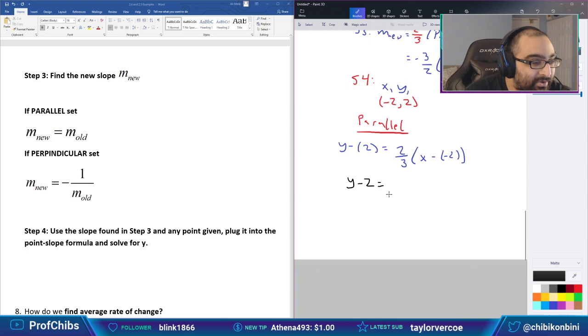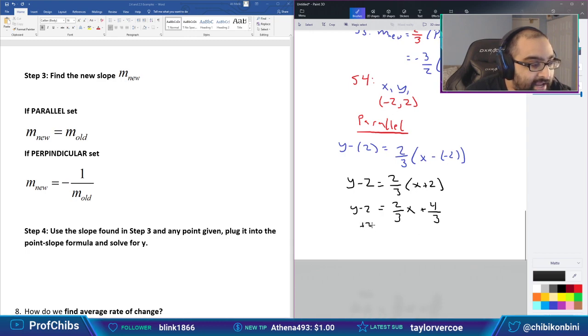All right, so here we got y minus 2 is equal to 2/3, and we have x minus negative 2. So we have x plus 2 here as a result. Again, just cleaning up stuff here, making sure that we got that all set and ready to go. All right, so here we have y minus 2. We'll distribute the 2/3 here. We get 2/3 x. 2/3 times 2 is going to be plus 4/3.